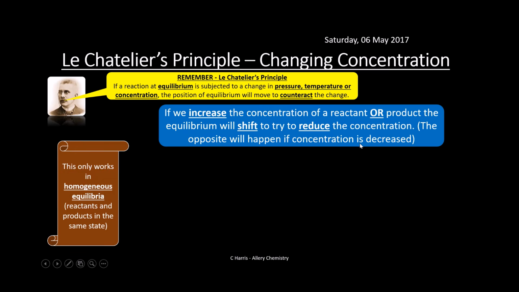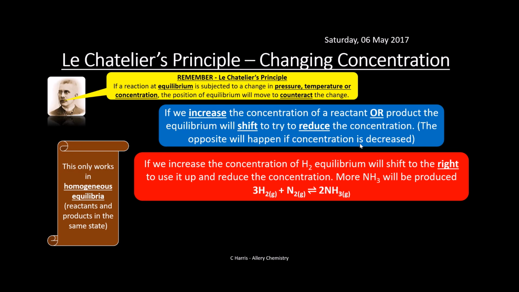This only happens in homogeneous equilibrium. Basically, that's just reactants and products in the same state, which is fine because that's what you're going to get anyway. If we increase the concentration of H2, equilibrium will shift to the right to use it up and reduce the concentration. More NH3 will be produced. So if we have more of this, the reaction will try to decrease the amount of H2 and shift to the right. As a result, you're going to get more ammonia being produced because equilibrium is moving to use this up, and obviously you're going to get more of this.